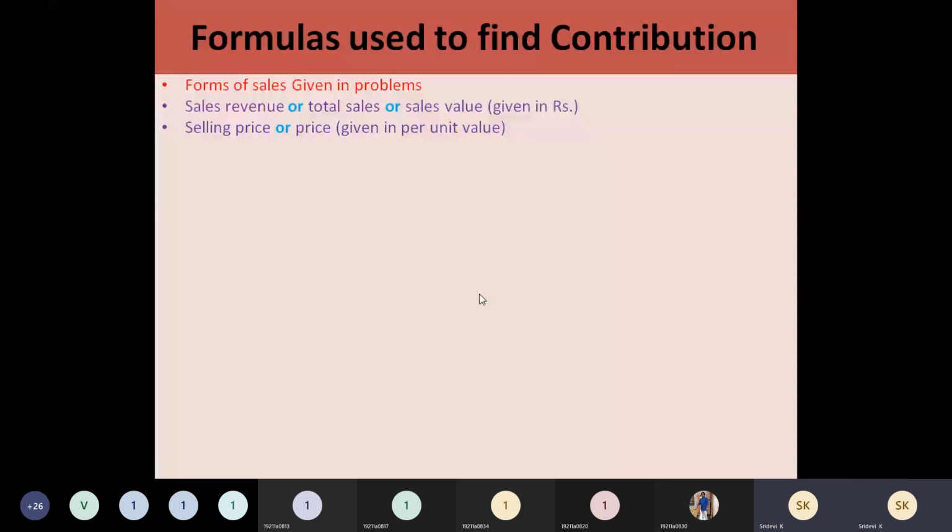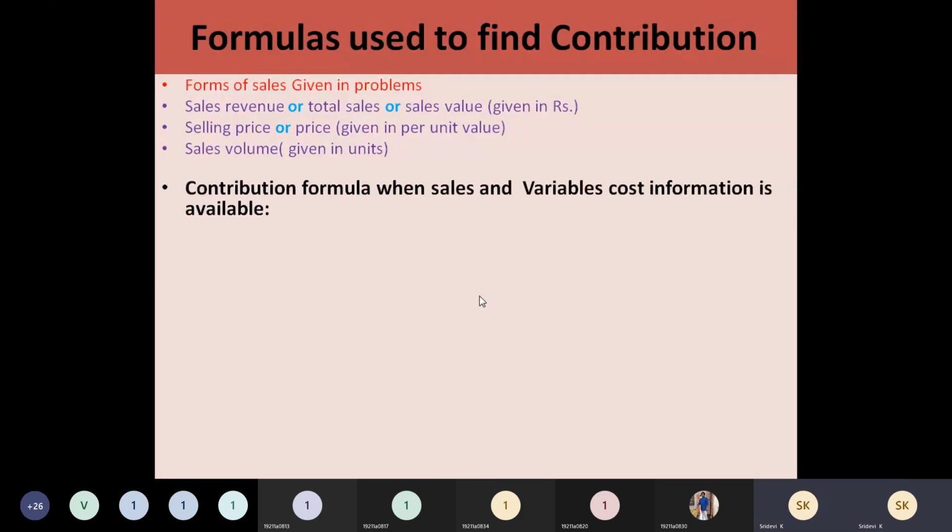And sales volume, they call it actual volume, so that it indicates output sometimes. It indicates that it is total sales. This will be in units. Volume indicates units. That you have to keep in mind. Specifically these words you have to remember.